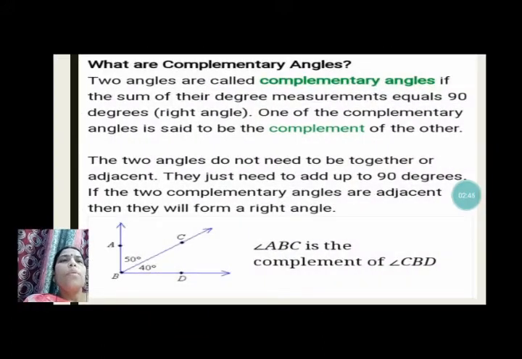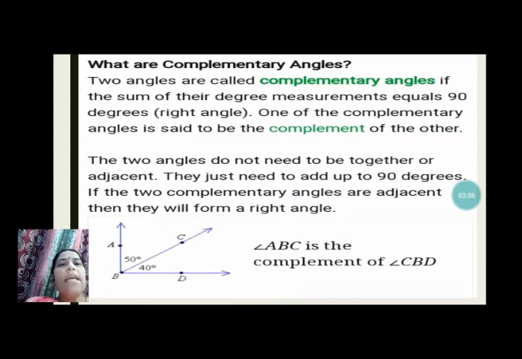Now see, what are complementary angles? Two angles are called complementary angles if the sum of their degree measurement equals 90 degrees. So that is 90 degrees we have read. 90 degrees means what? Right angle. One of the complementary angles is said to be the complement of the other.